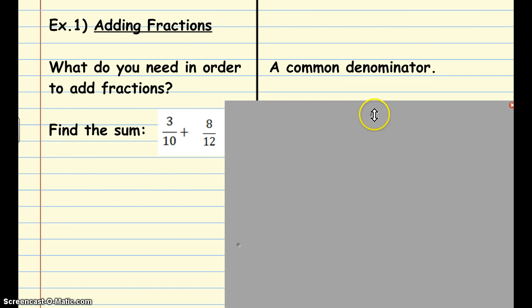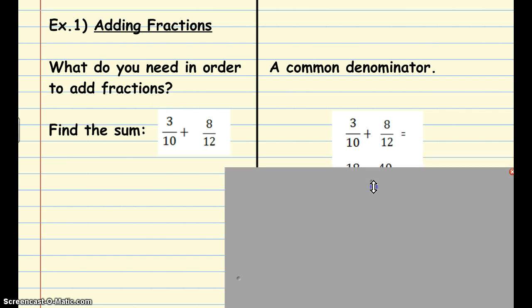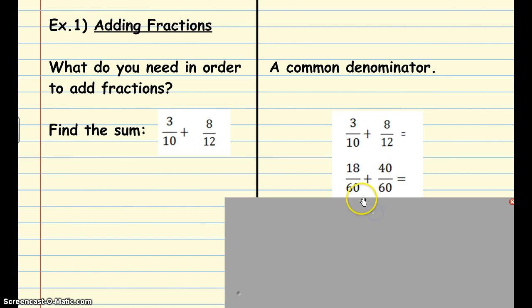So you need to ask yourself, what number can both 10 and 12 go into? And I know a lot of you like to just take the two denominators and multiply them together. That's fine. But I also know that 60 is a multiple of both 10 and 12. So I'm going to change each of my fractions so that they have a common denominator of 60. Now, how did I get there?